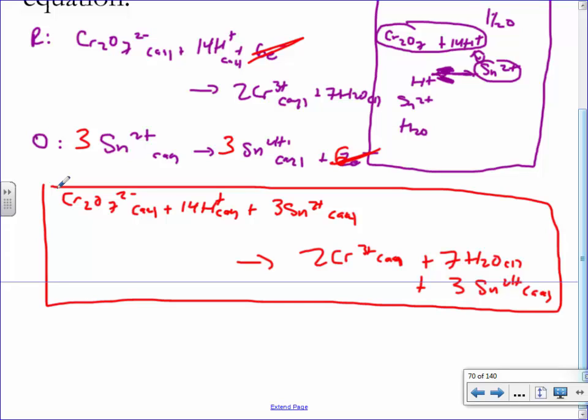So like I see 2 chromiums to 2 chromiums, 7 O's to 7 O's, 14 H's to 14 H's, and 3 tins to 3 tins. But this is the more important thing I got to point out. Law of conservation of charge still has to hold.